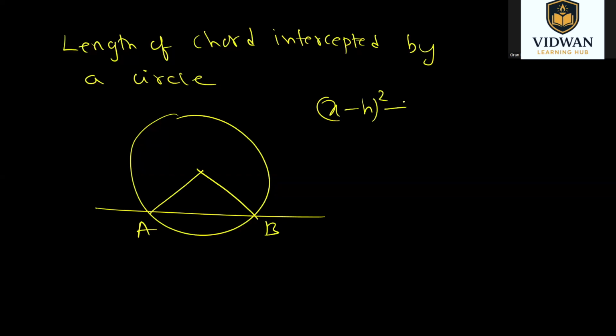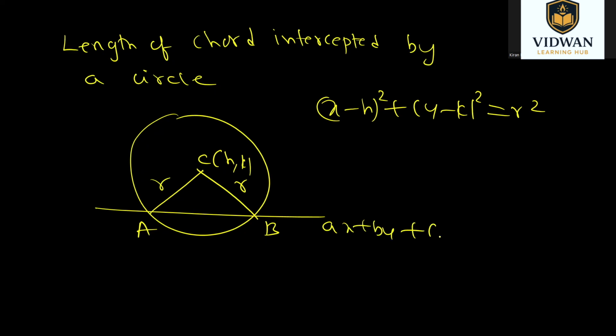So I'll take the circle as (x − h)² + (y − k)² = r². So you know the center is (h, k) and the radius is r. We want to find the length of the intercept AB cut off by the circle on this line, whose equation is given to us as ax + by + c = 0.